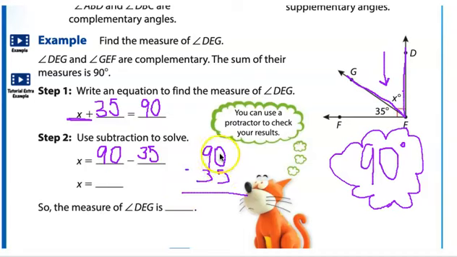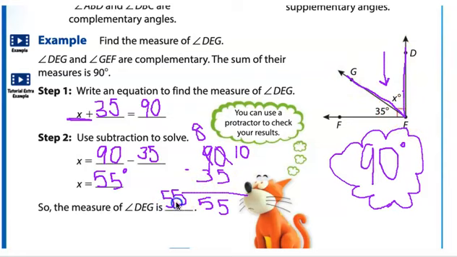So I know I can't do 0 minus 5. I'll borrow from this 9, it becomes an 8. This 0 becomes a 10. So now I do 10 minus 5, which would be 5. And 8 minus 3 would be 5. So x equals 55 degrees. So the measure of this unknown angle right here, DEG, is 55.